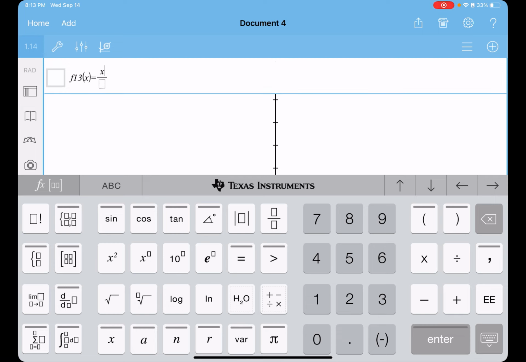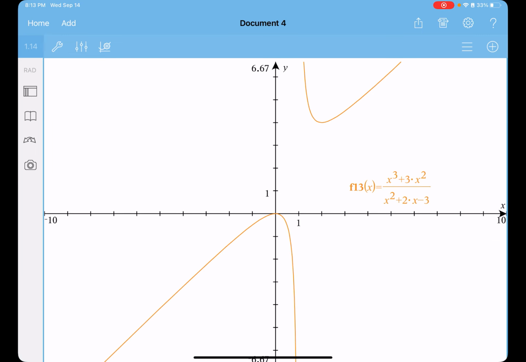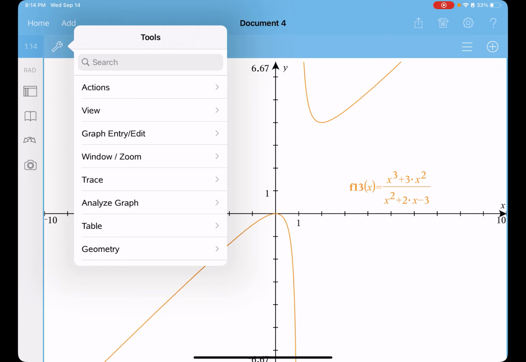So this one was x cubed plus 3x squared divided by x squared plus 2x minus 3. Okay. Notice that this one has a huge gap in between that lower part and the upper part. So we are going to have to break the domain to represent that there is something missing. So we can figure out what the highest value is and the lowest value on both of those ends by using the analyze feature again.